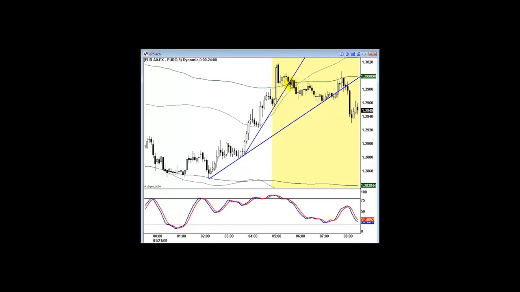Now we got 2 good entry signals here. If you missed the first one because either it wasn't 3 hours long or it was and you weren't at the screen, there was a good entry here, which I actually took at 1.2985 and short, and you can see we got down to about 35 or 40, so that was about a 40 pip move.